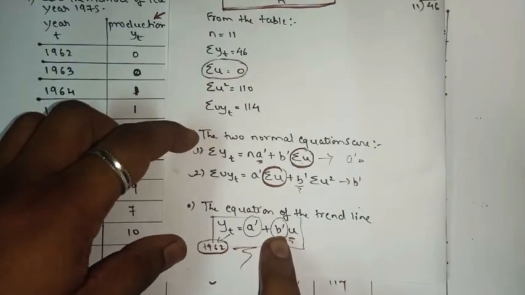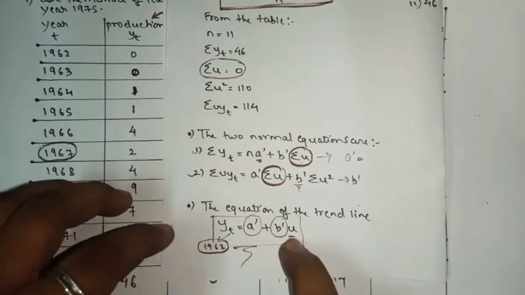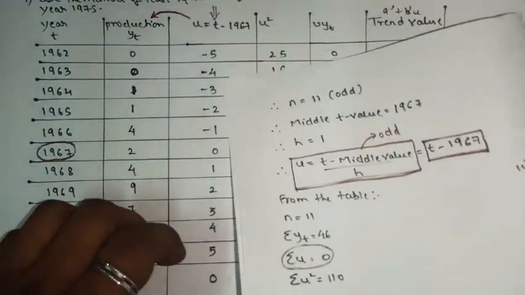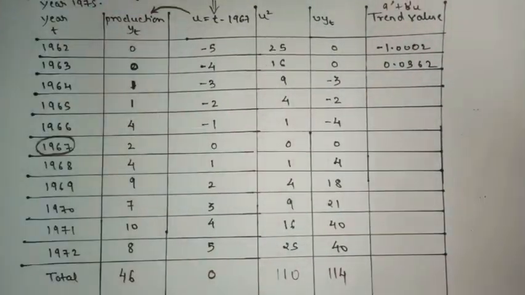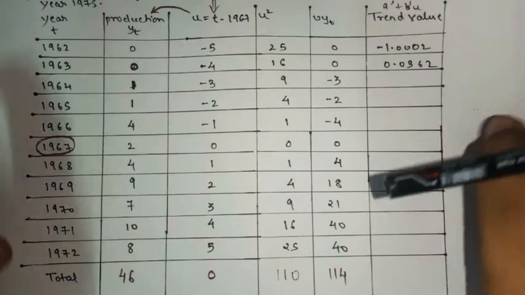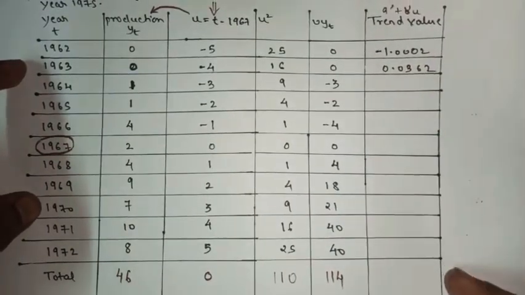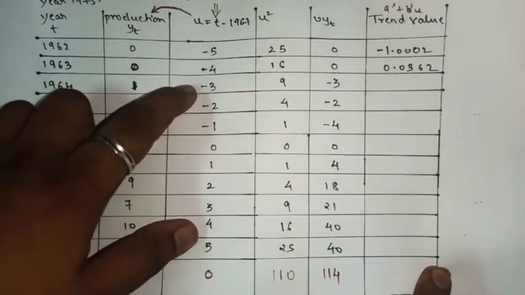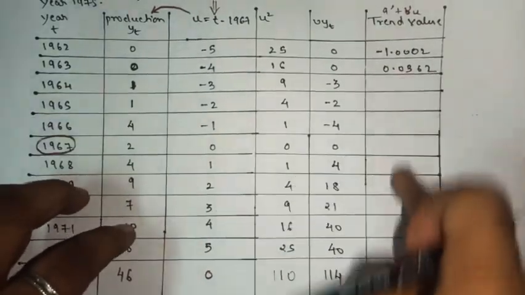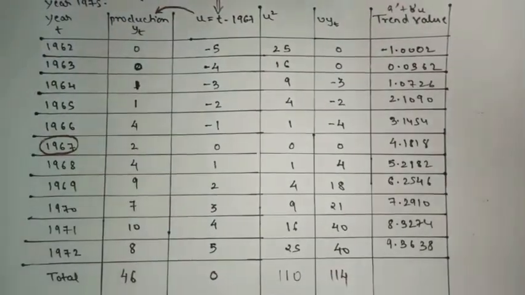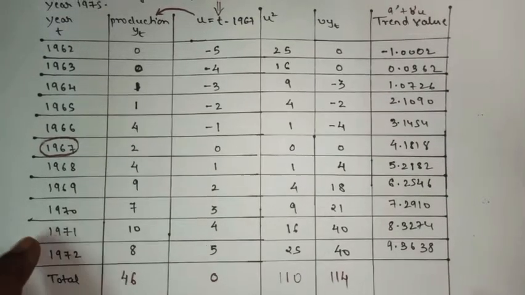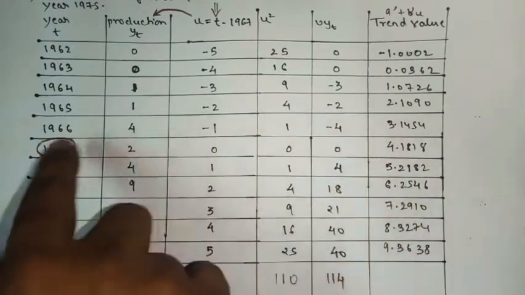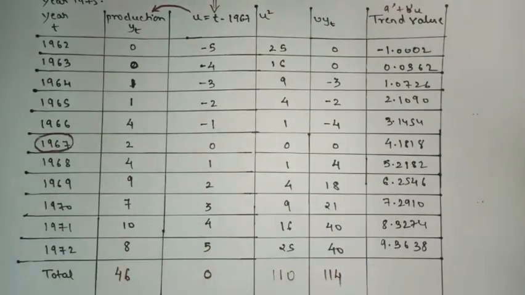After finding the value of a dash and b dash, substitute the value here, and after that replace the value of u by -5, -4, -3, like that. So you will get the value. Understood? And please try the remaining part by yourself, replacing the value of u by -3, -2, you will get the answer. As I wrote the answer directly for 1964, 65, 66 till 1972, I wrote the answer directly here.